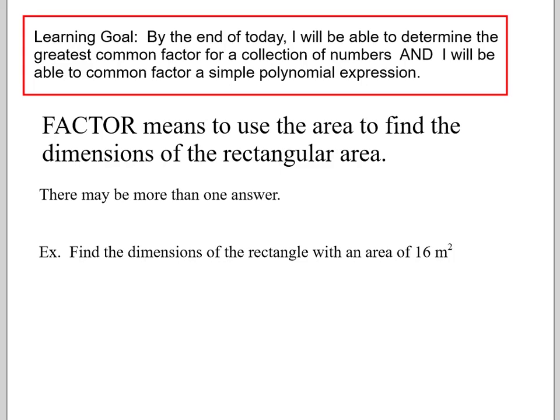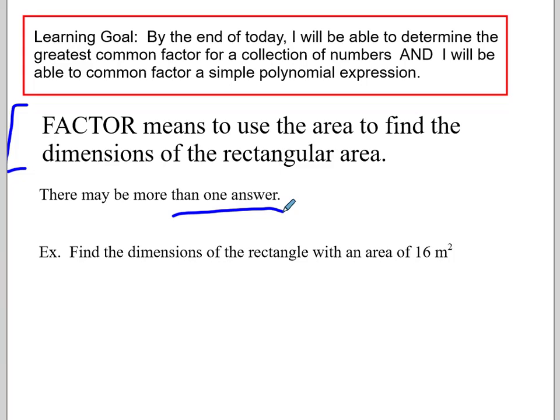Okay, so now factoring. By the end of today, I'll be able to determine the greatest common factor for a collection of numbers, and I will be able to common factor a simple polynomial expression. This is a big topic in grade 10, so we're just going to start the conversation now and get it in your minds. Factor means to use the area to find the dimensions of the rectangle. When we do our area model, we're just working backwards, so it's the opposite of the distributive property. The key thing is there may be more than one answer, and this is really important.